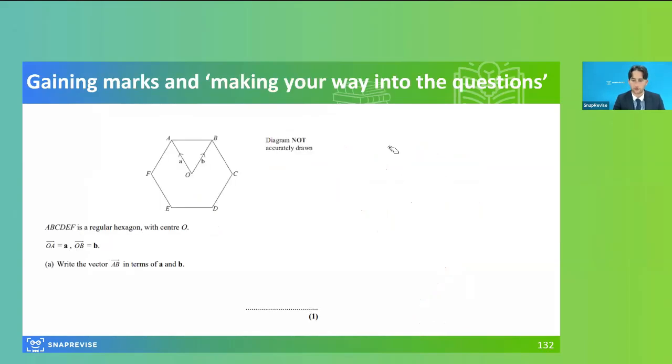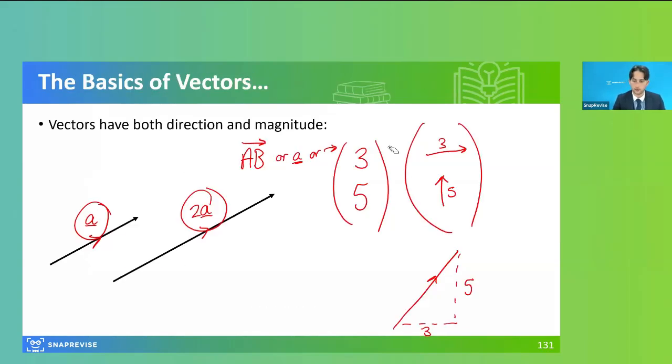So key bits of advice for vectors. You can write vectors with this little underline. You can write it with an arrow above it. Or you can give what we call a column vector if you actually do know how much left and right, up and down it is. And we use that for translations when we describe translations. But vectors is a really important end of the exam topic that actually can be really easy, or they can be quite nasty kind of proof questions.